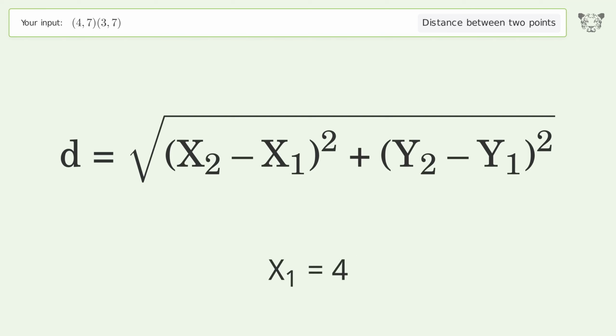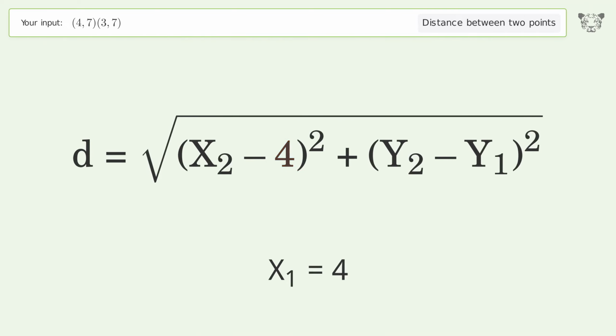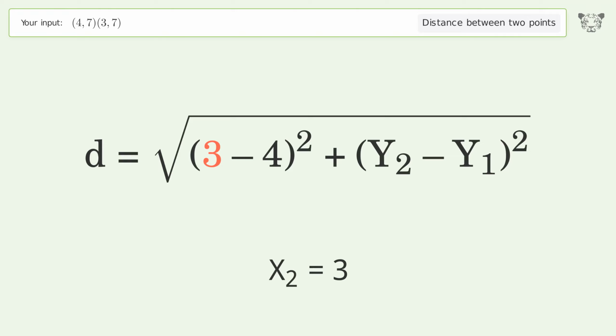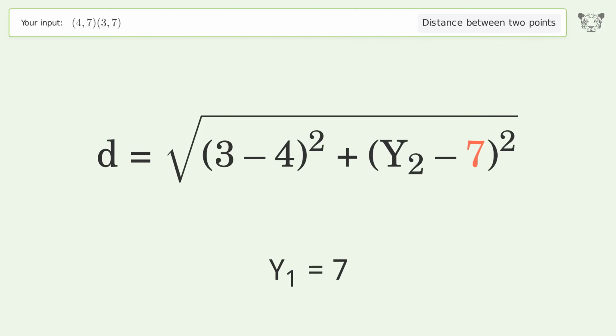x1 equals 4. x2 equals 3. y1 equals 7. y2 equals 7.